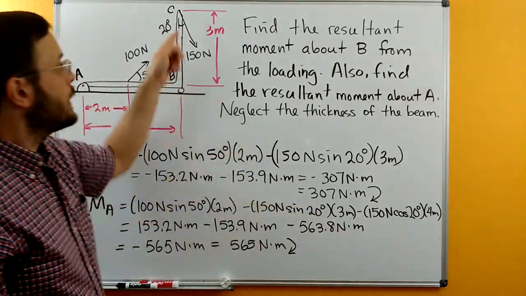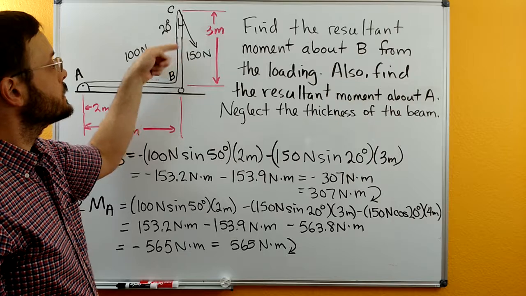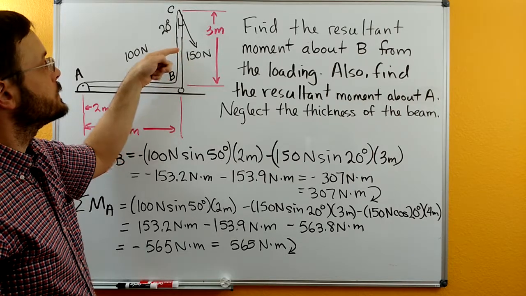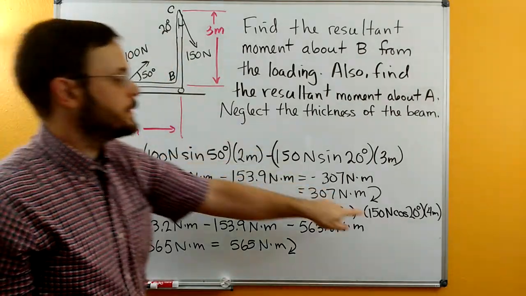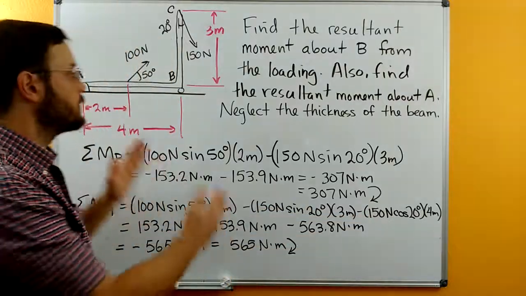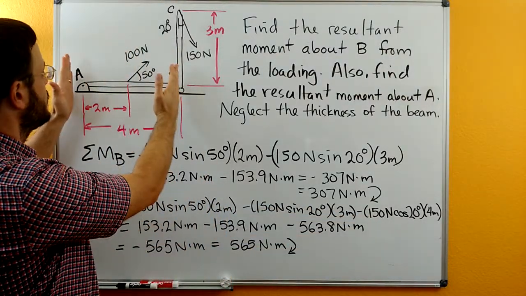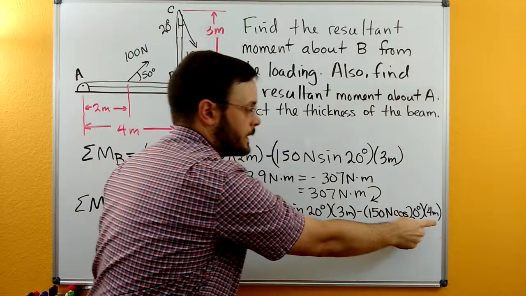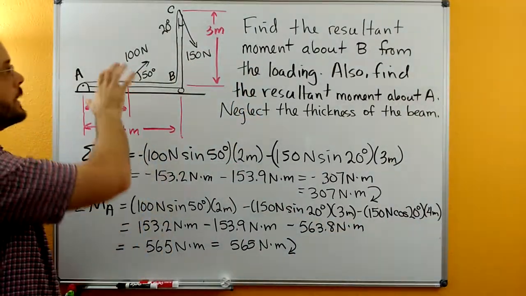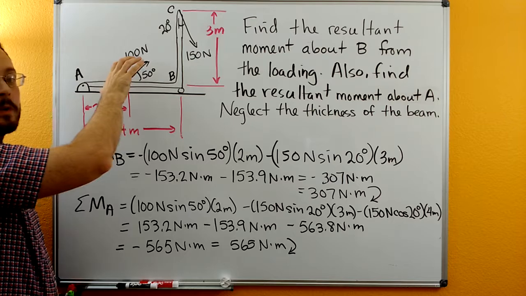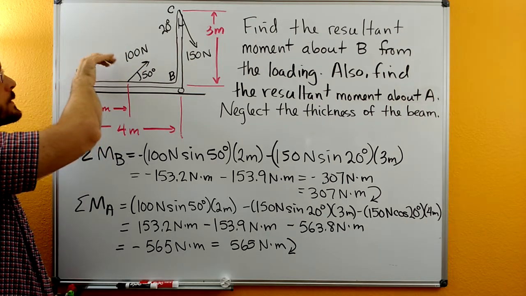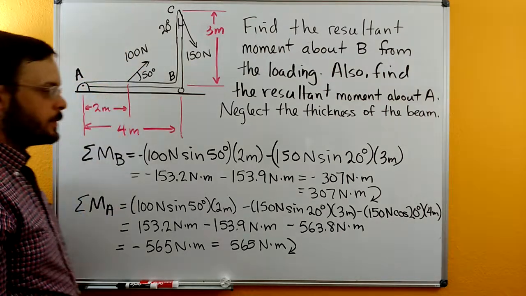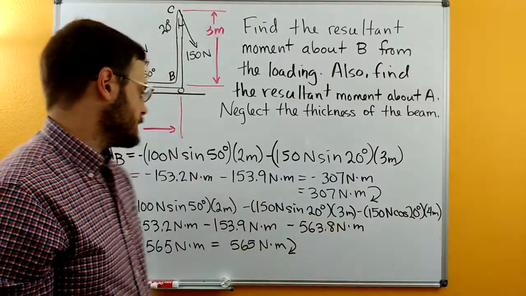Let's take a look at the y component here at C. That's going to be 150 newtons times cosine of 20. Then we look for the x distance over to A, and that x distance is 4 meters. So that's our 4 meters here. This y component of the 150 Newton force is going to create a negative moment about point A, so it gets that negative sign there.